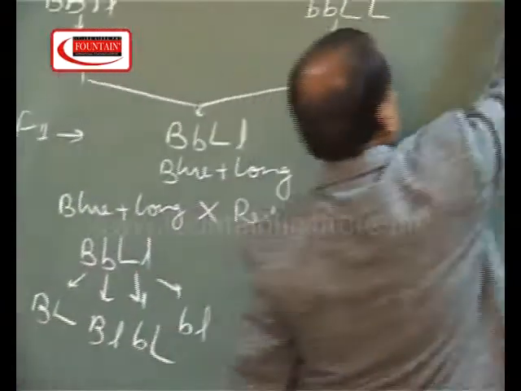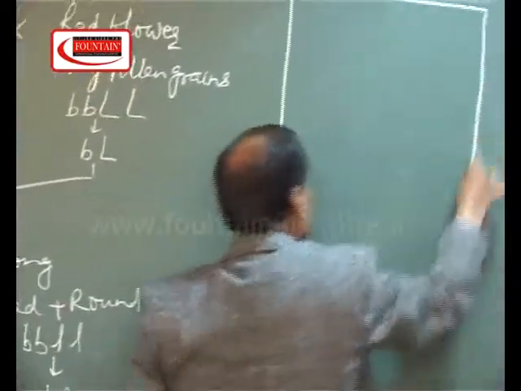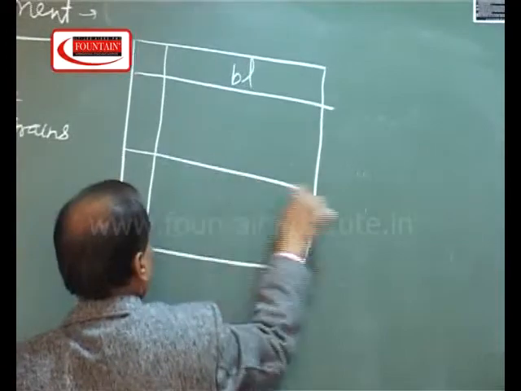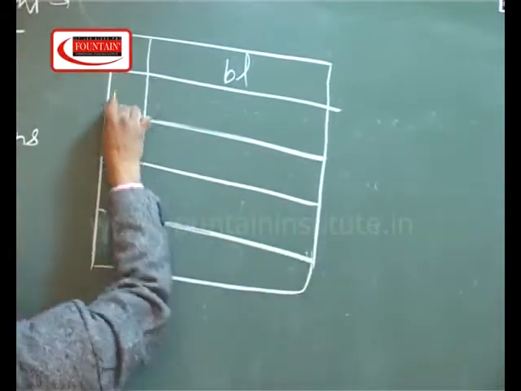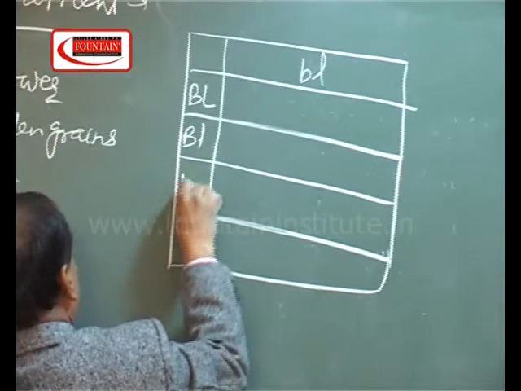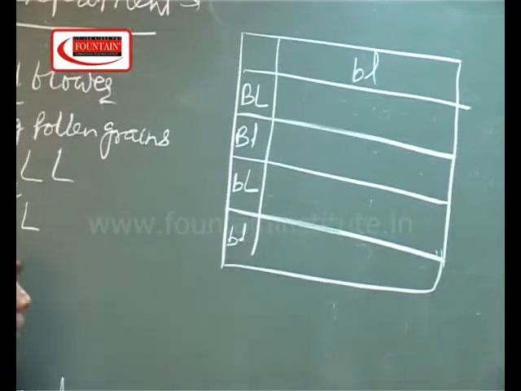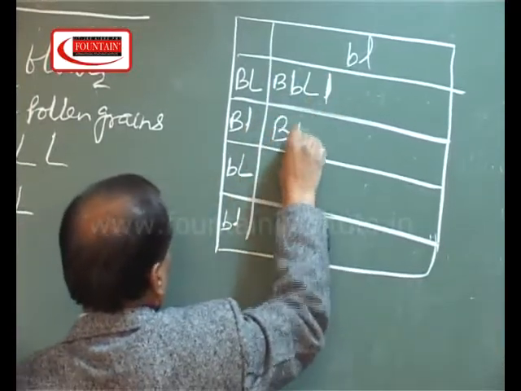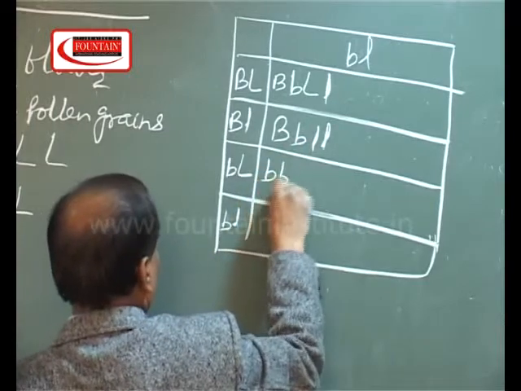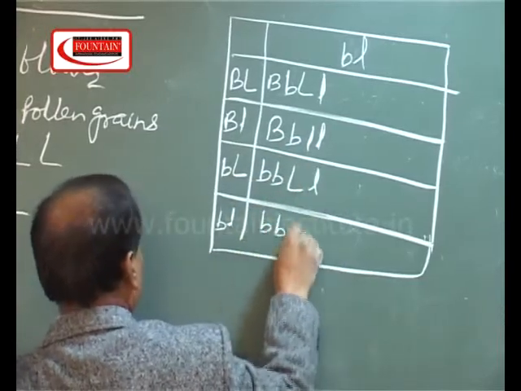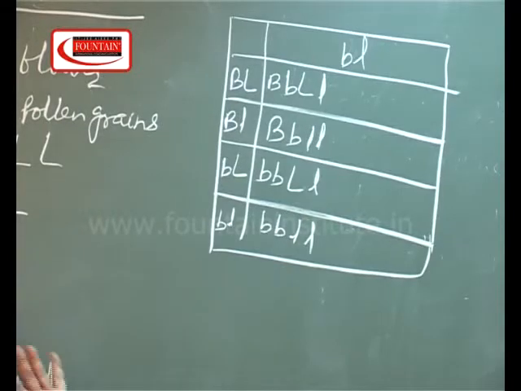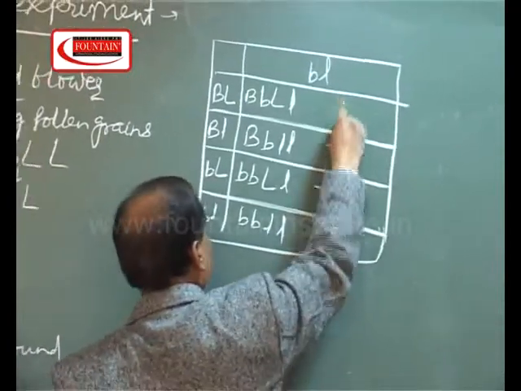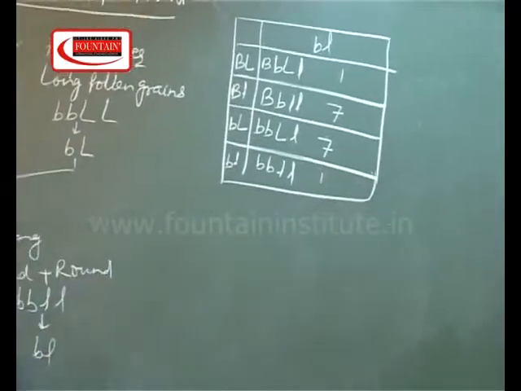When it is subjected to the Punnett square like the previous one, here small b, small l, and these are the 4 gametes: capital B, capital L; capital B, small l; small b, capital L; small b, small l. Now make the genotypic combinations: capital B, small b, capital L, small l; capital B, small b, small l, small l; small b, small b, capital L, small l; small b, small b, small l, small l. Same result will be here, but in this case 7 plants of this combination, 7 plants of this combination, 1 plant of this combination and 1 plant of this combination.